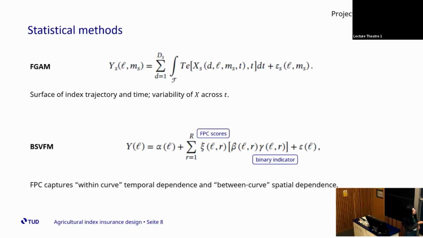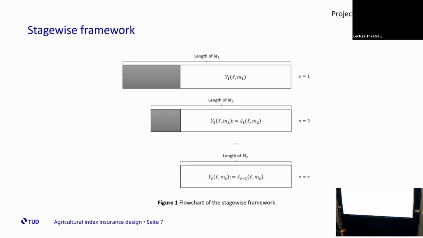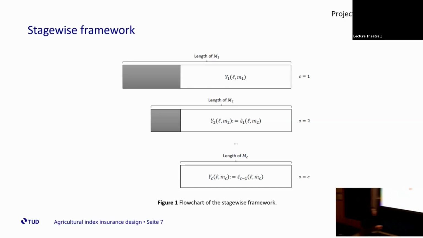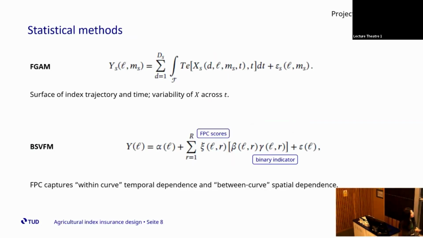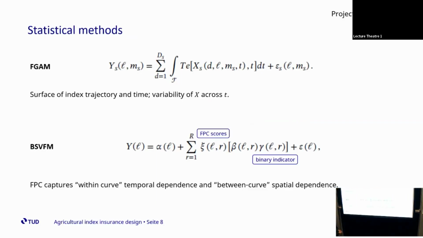And you may ask what methods we have used here to estimate the conditional expectation, right? In this study, we applied various non-parametric ones, from the generalized additive model to the functional generalized additive model, which is a tensor product of the index trajectory and the time, and also the Bayesian varying functional model.